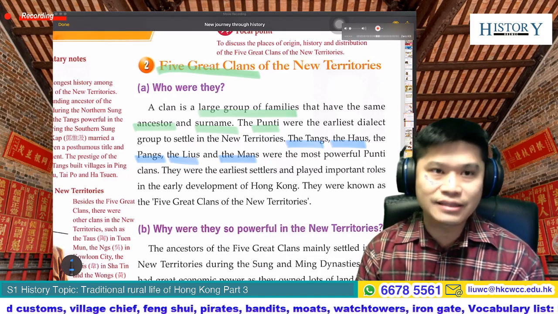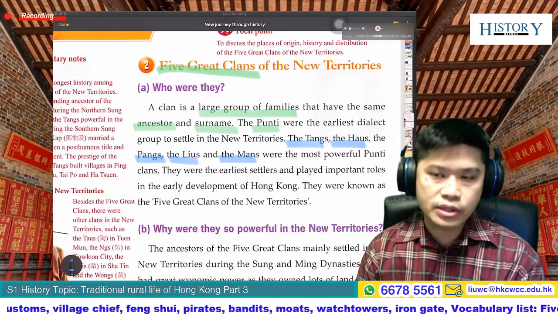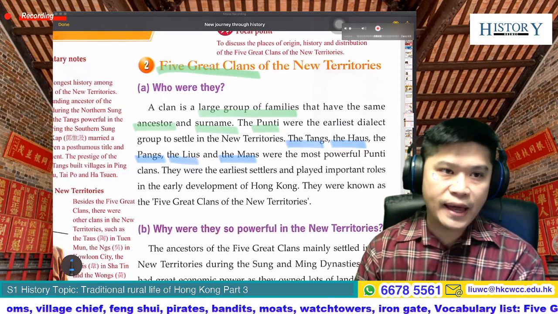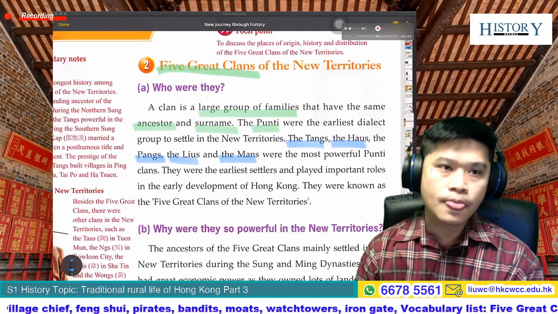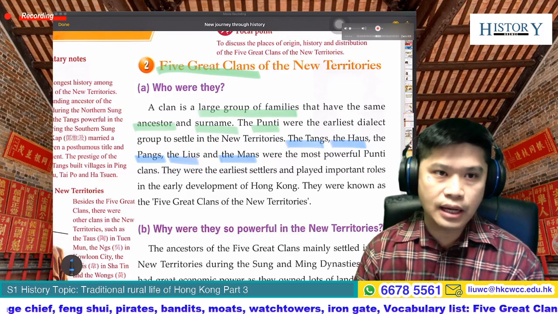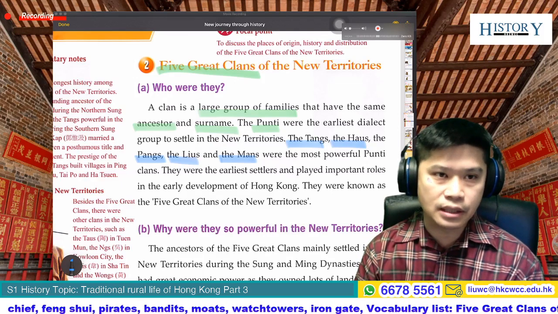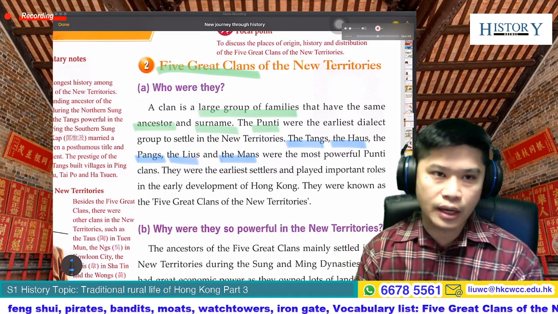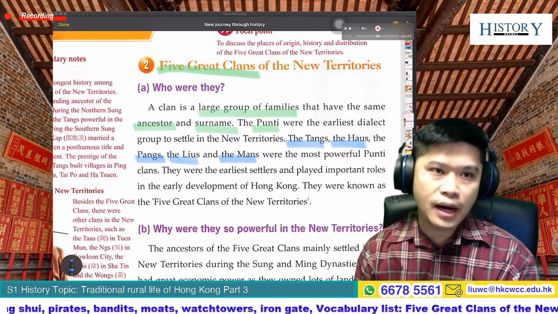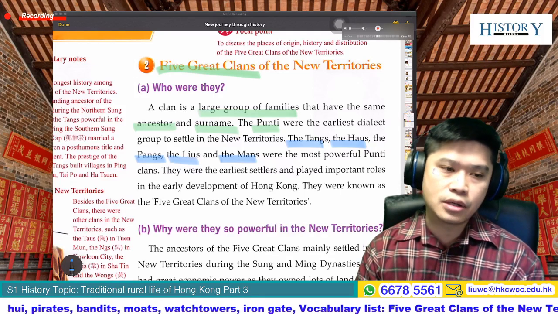新界五大嘅姓族: the Tangs 邓氏, the Haus 侯氏, the Pangs 彭氏, the Lius 廖氏, and also the Mans 文氏. So these five clans, these five families, were the most powerful Punti clans.